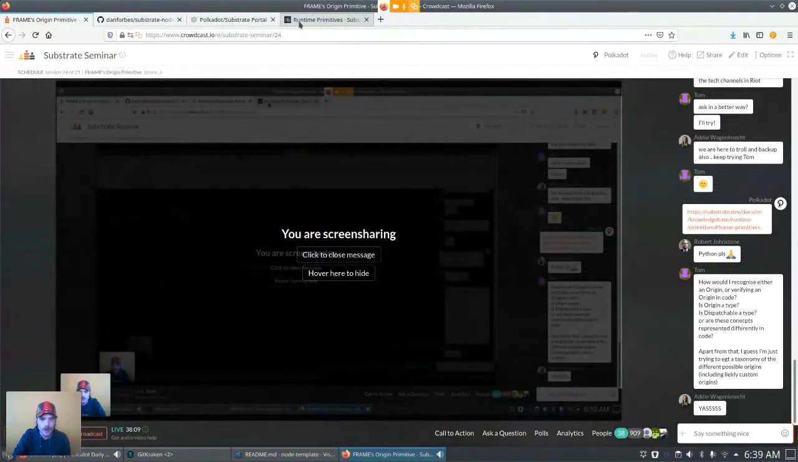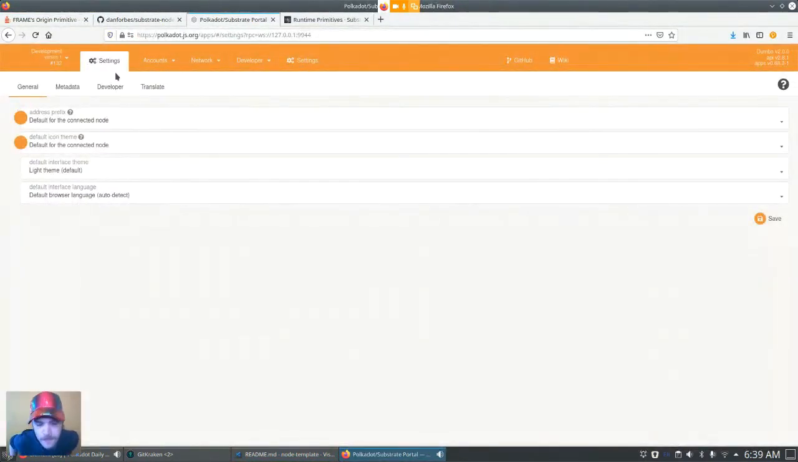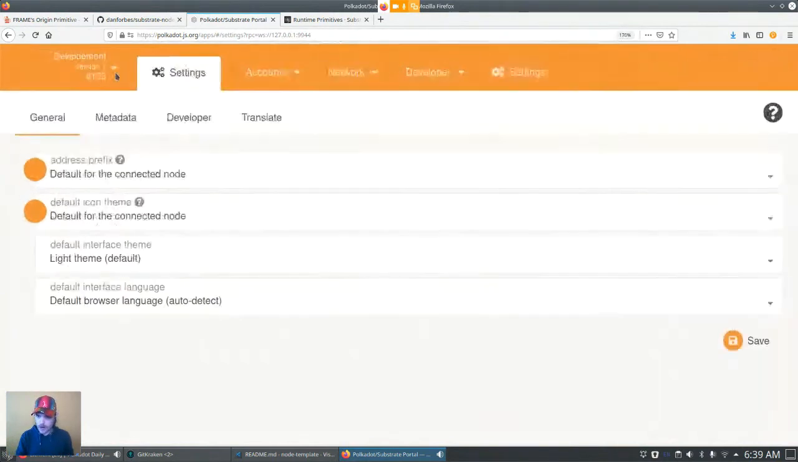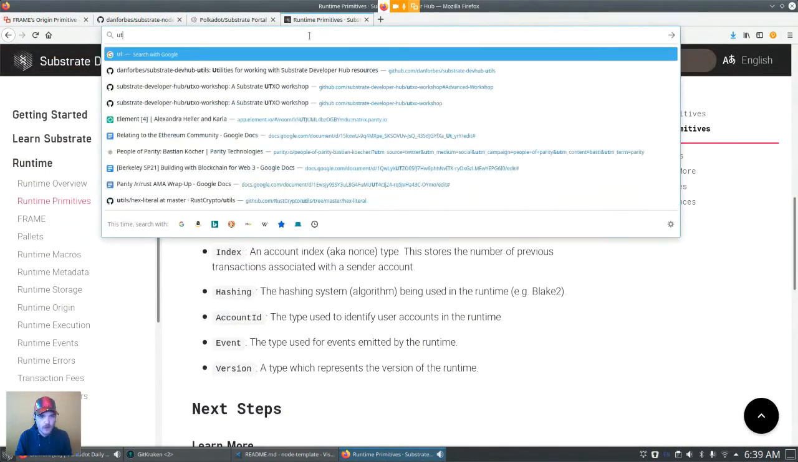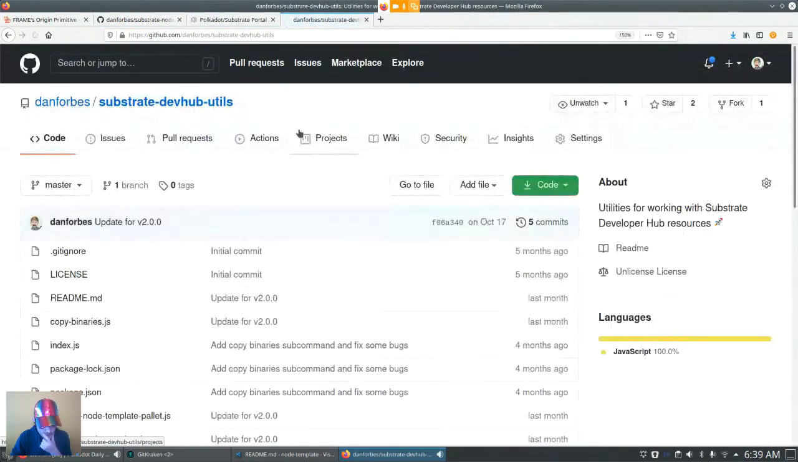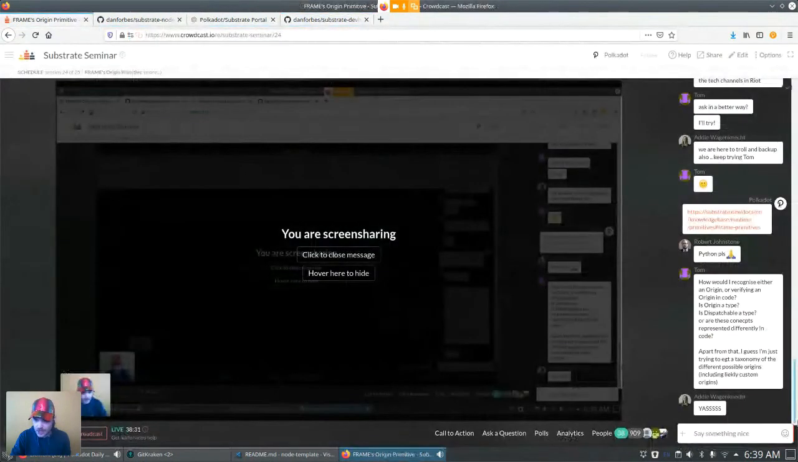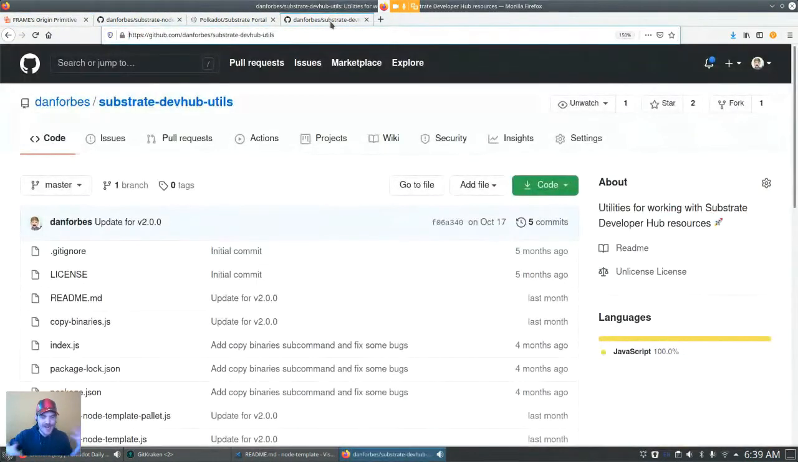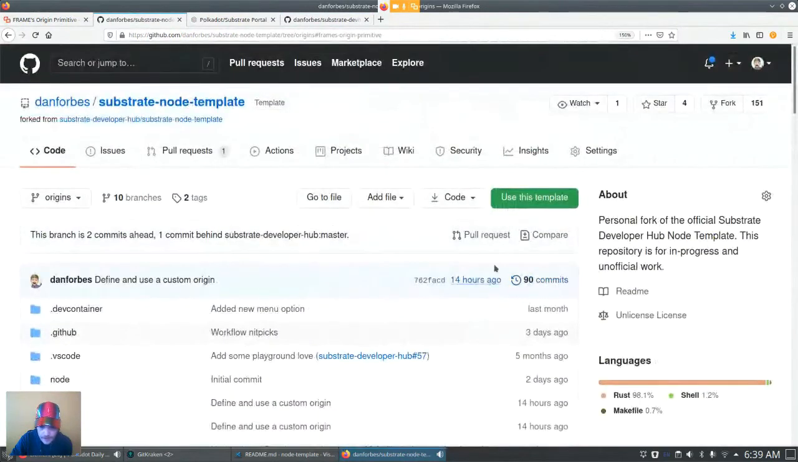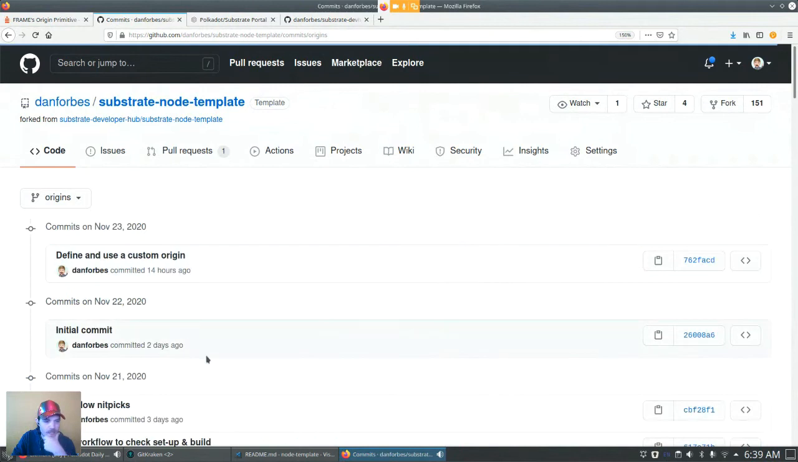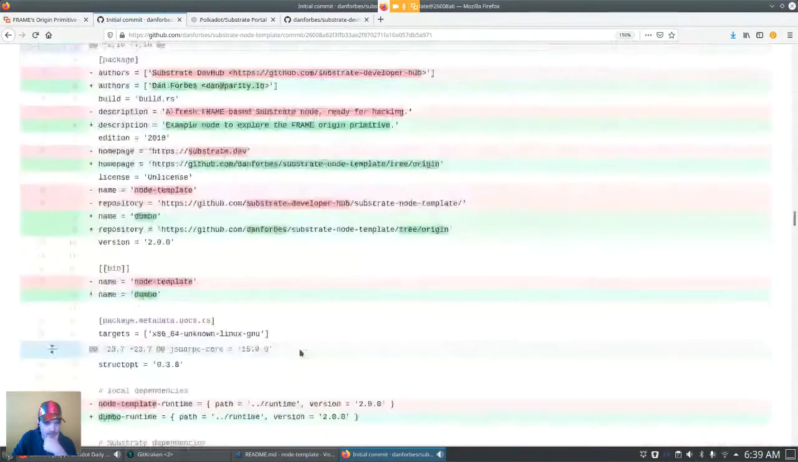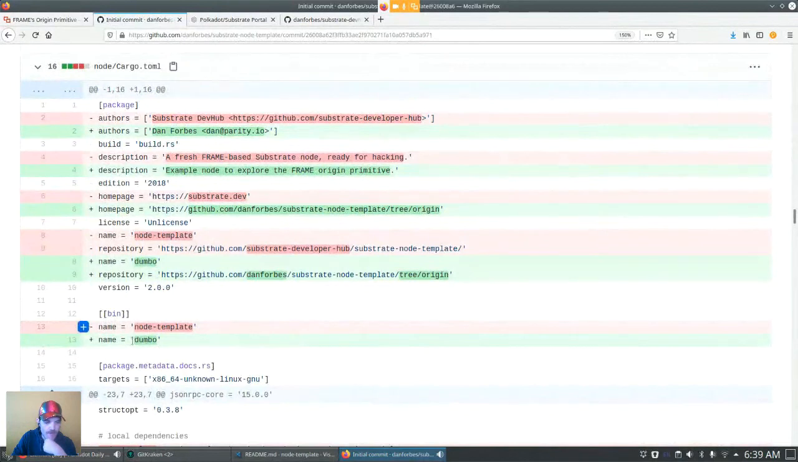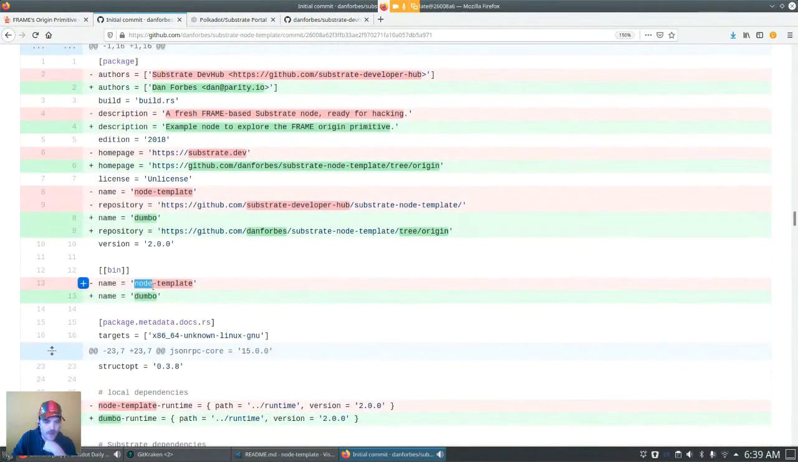Now let's go. Oh, one thing that I'm going to have to do, I remember what I was going to show you. In order to take the node template and turn it into something new, I used a little script that I wrote in this repository, DevHub utils, and it changes the name of the runtime and the pallet and the node and everything. So if we go and look at the Dumbo pallet or the Dumbo node, and we check out the commits here, you can see that on the initial commit, one of the things that I did is I changed the name of everything.